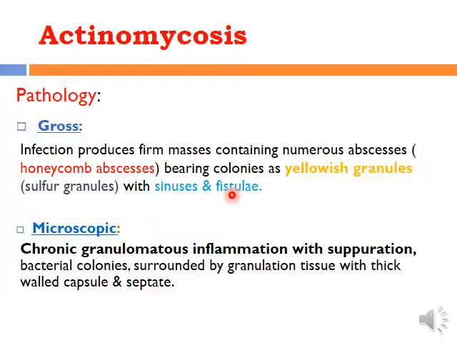Under the microscope, these abscesses are formed of multiple abscesses composed of a central collection of pus material and bacterial colonies, surrounded by granulomatous inflammation and fibrosis. There is a chronic granulomatous inflammatory reaction associated with suppuration, pus formation, and bacterial colonies. These are surrounded by granulation tissue and then by a fibrous capsule.